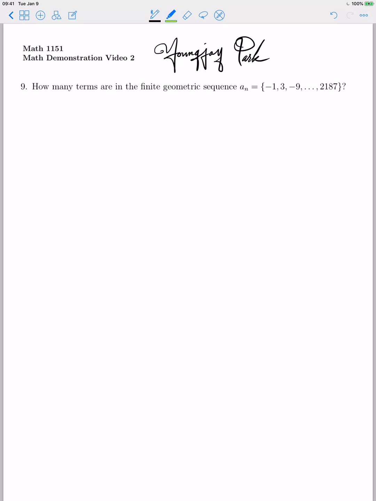I was assigned number 9. How many terms are in the finite geometric sequence? a_n equals -1, 3, -9, ..., 2187.